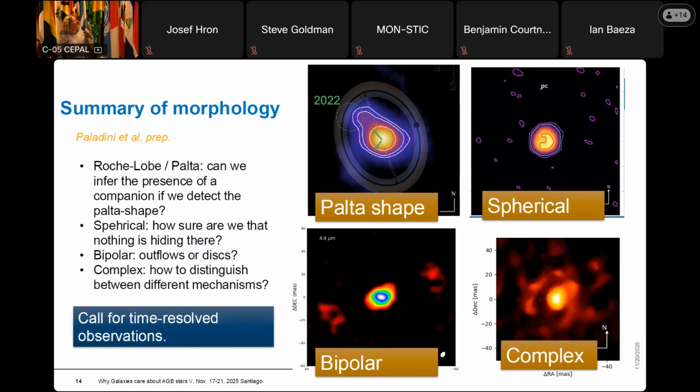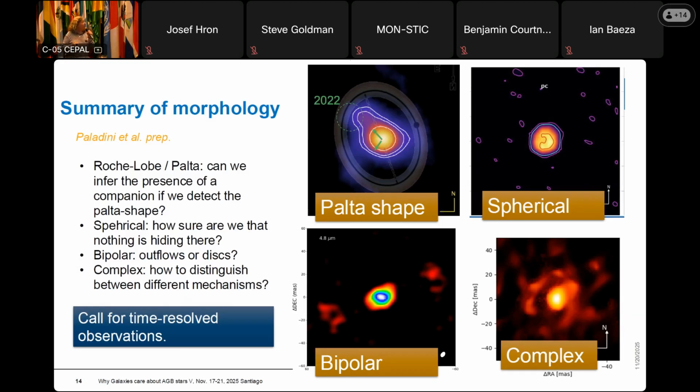So we have stars where we know from radial velocity that we have the orbital solution, so we know where the binary is, and we find this kind of Palta shape. Then we have something which is spherical. We have some stars that are bipolar. We have 3 of them. This is the one with the best data set, the one we show here. And then we have something which is more complex.